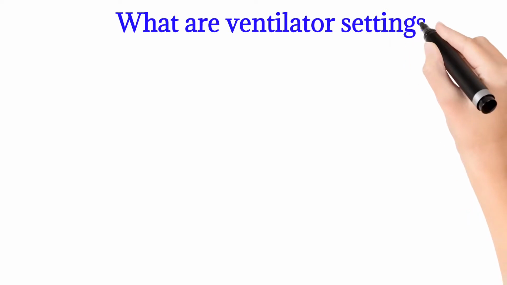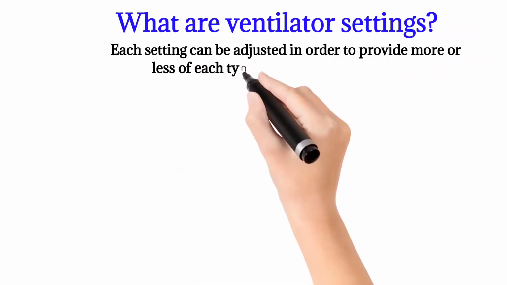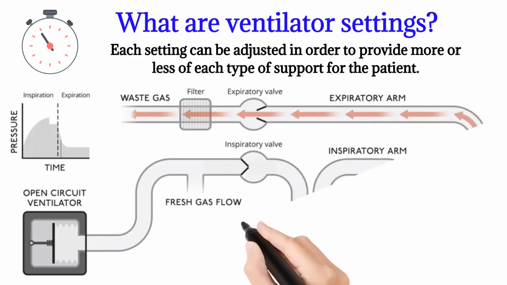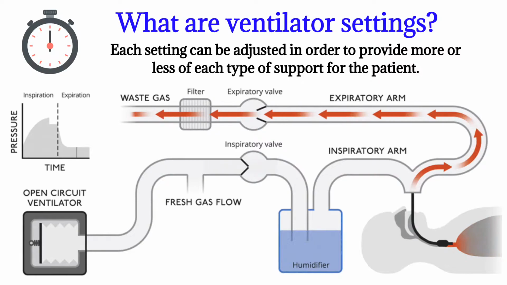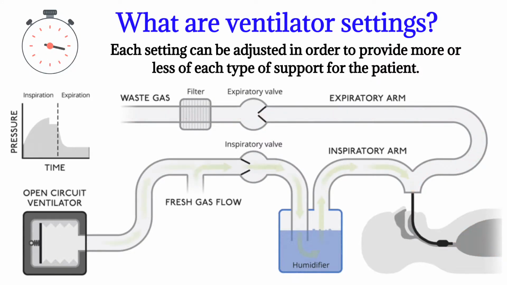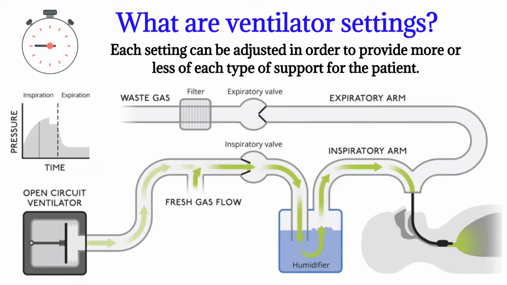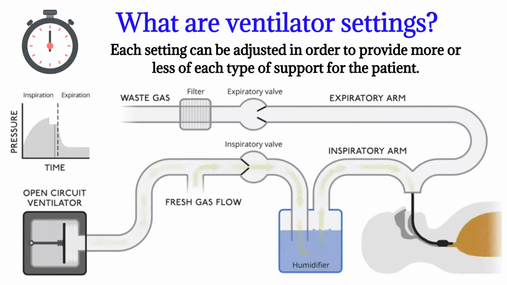Ventilator settings. To give a brief definition, ventilator settings are the controls on a mechanical ventilator that can be set or adjusted in order to determine the amount of support for breathing that is delivered to the patient. Support can be provided in the form of ventilation and oxygenation. You must develop an understanding of how each setting can be adjusted in order to provide more or less of each type of support for the patient. The good news is, that is exactly what we're going to cover in this video.